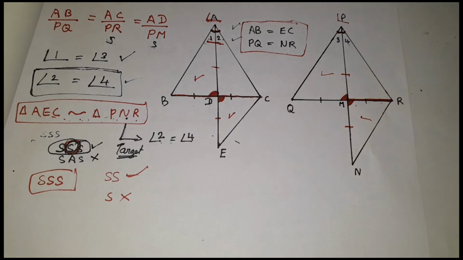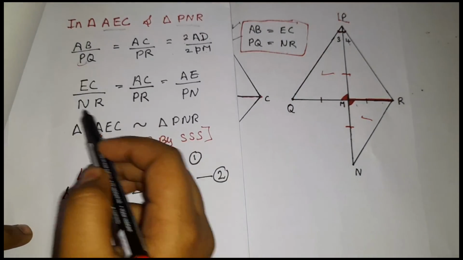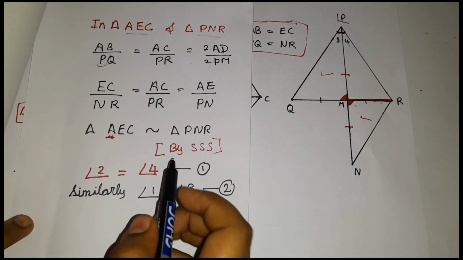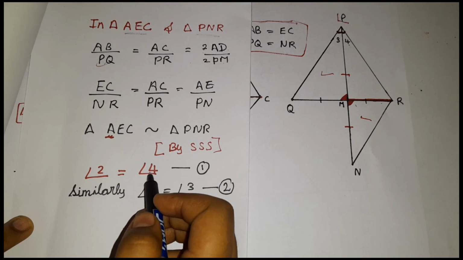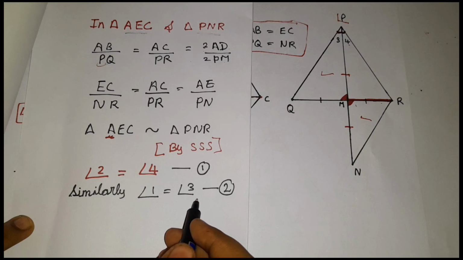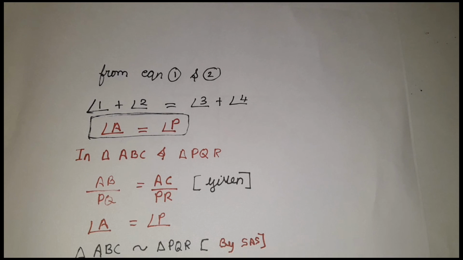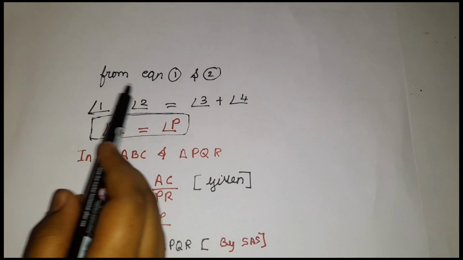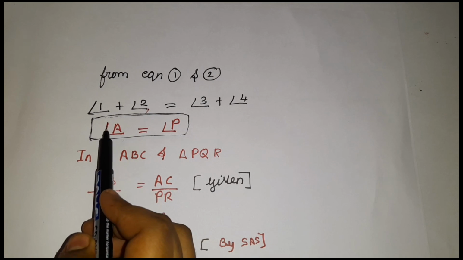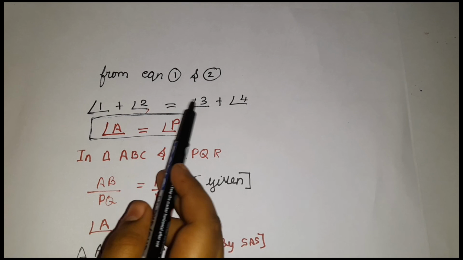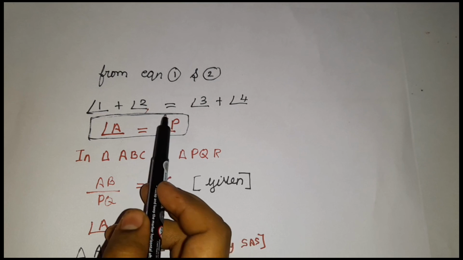Okay, so then by SAS, here I just used that. I used this side value right over here, and then I proved it as similar by SAS, and now just because I proved it as similar, I got angle 2 is equal to angle 4 and angle 1 is equal to angle 3. I took them as equation number 1 and 2. Then from equation 1 and 2, when I add both the angles, I get a complete angle, that is angle A, and here also when I add angle 3 plus angle 4, I get a whole angle, that is angle P.